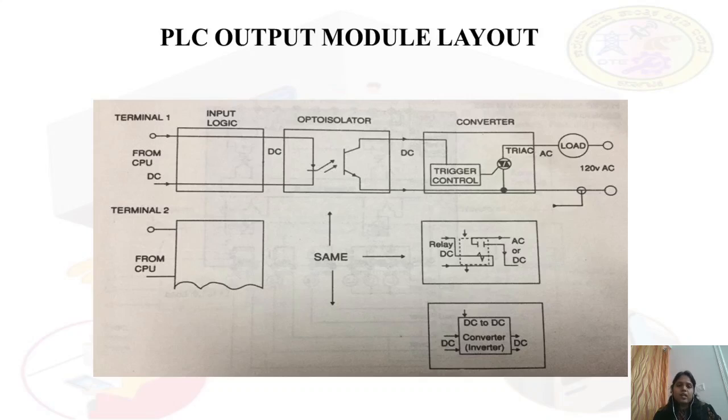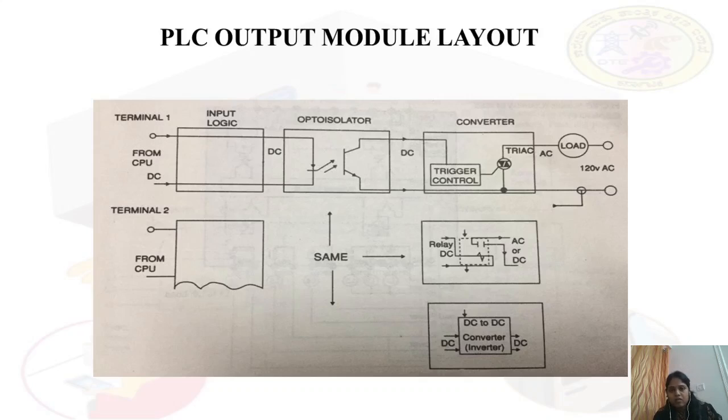Then again we will have the opto-isolator. Why do we need the opto-isolator here again? Because when we are converting here, an erratic surge may come back in reverse and damage the CPU. So again here we are having the opto-isolator.